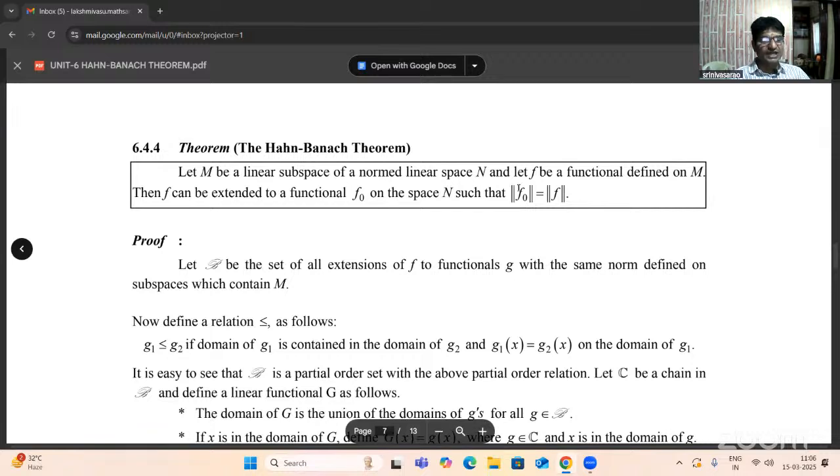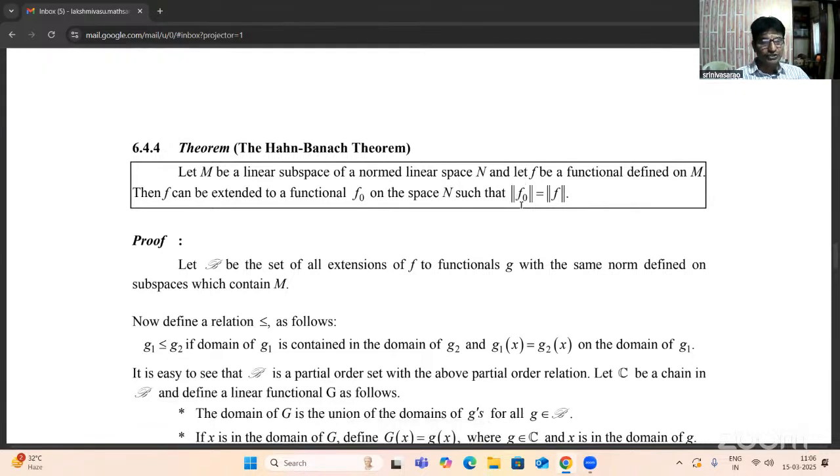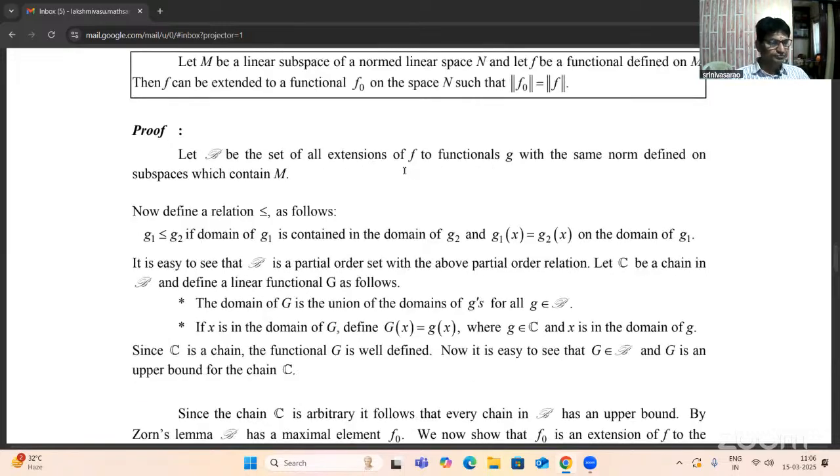So both norms are equal through the linear functional part. So that is norm f naught equals norm f. Now, directly we are taking here, replacing M naught by N. So if f maps M to N and f naught is also defined on N, then f naught is on the space capital N, and norm f naught equals norm f.